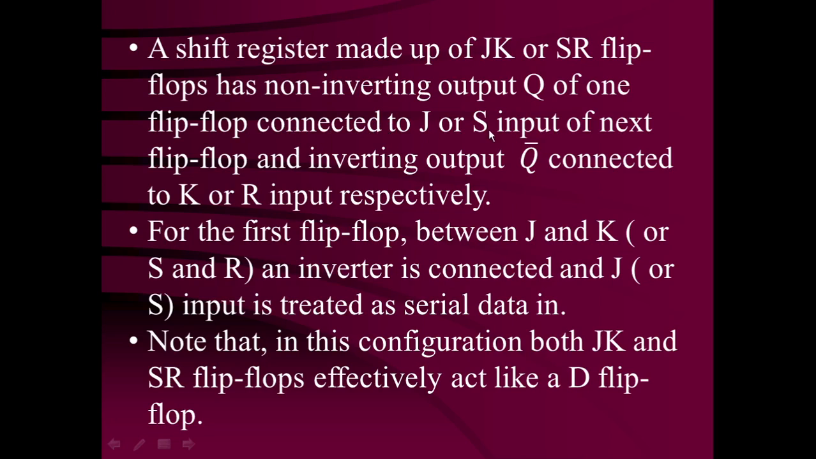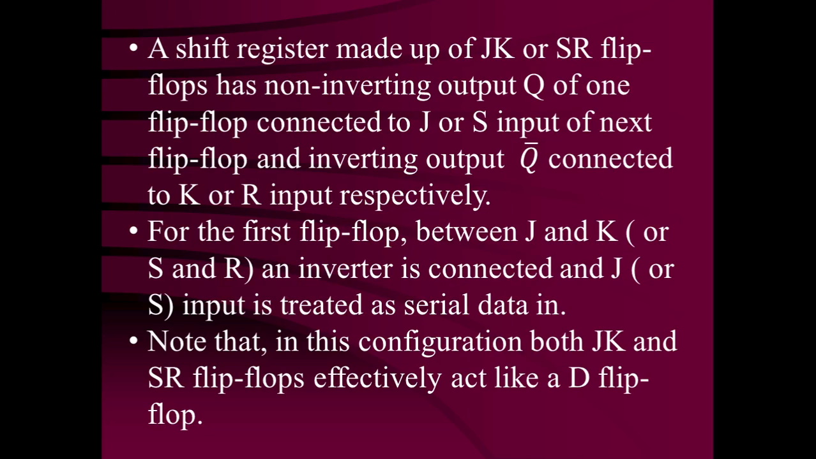A shift register made up of a JK or SR flip-flop has the non-inverting output Q of one flip-flop connected to the J or S input of the next flip-flop, and the inverting output Q bar connected to the K or R input respectively. What does it mean? We have understood the serial in serial out shift register made from the D flip-flop; that can also be made from either SR flip-flops or JK flip-flops.